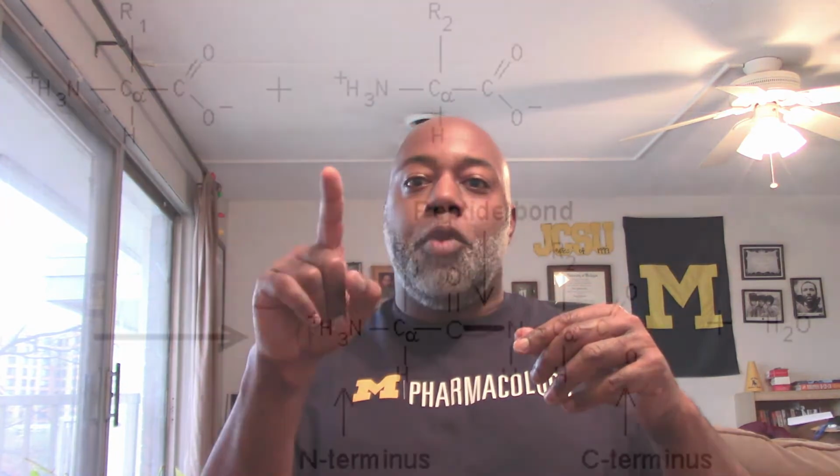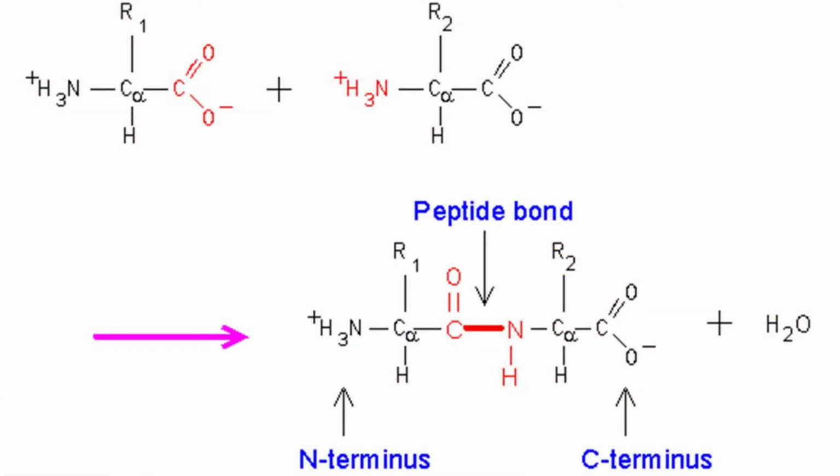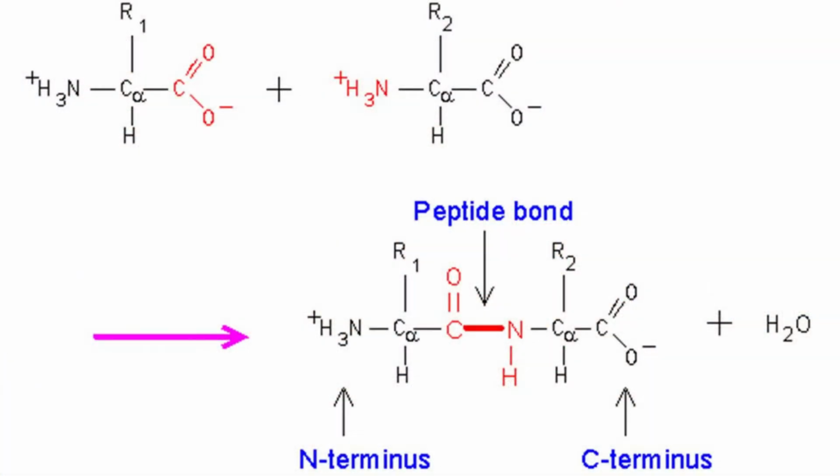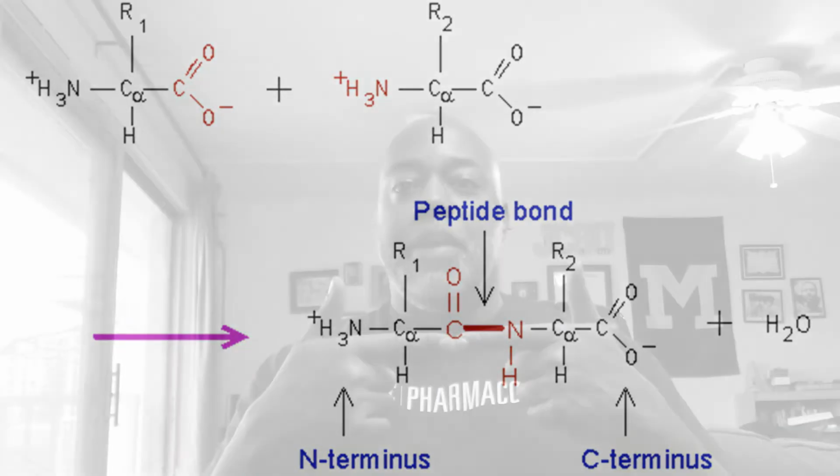And proteins can get very complex. In terms of how amino acids link together to form peptides and polypeptides and eventually proteins, if you recall, each amino acid has an amine group on one side and a carboxyl group on the other side. The amine group from one amino acid literally joins together with the carboxyl group from another amino acid to form something called a peptide bond or a peptide linkage.